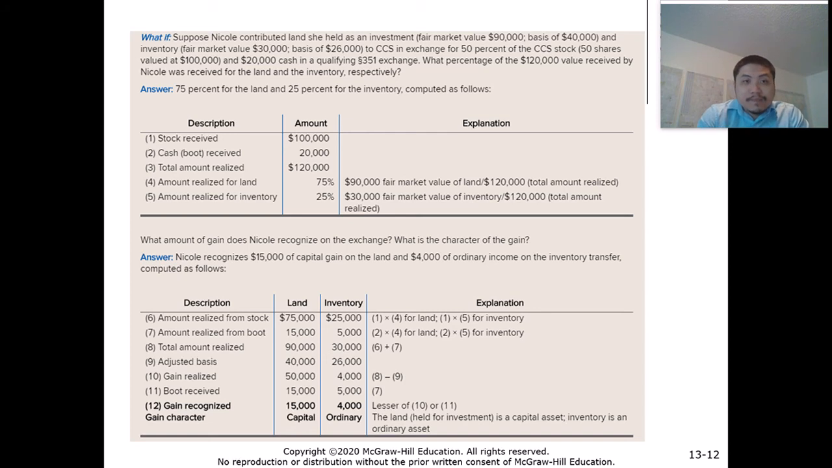And inventory is an ordinary asset, right? So that's why we have to classify the $4,000 gain on the exchange of inventory as ordinary gain, and the taxpayer has to pay ordinary tax on it. So I hope this example clarifies how we treat the transaction and recognize gain when there's boot involved. All right.